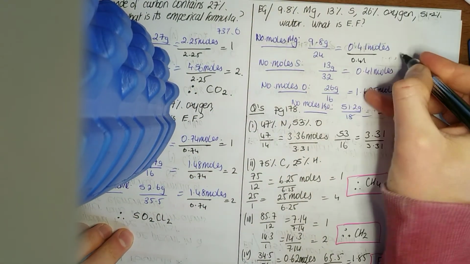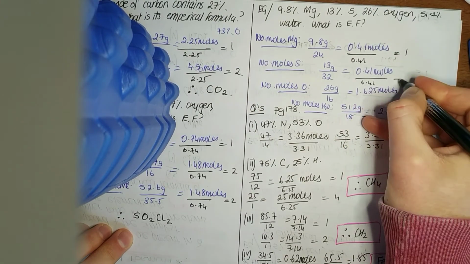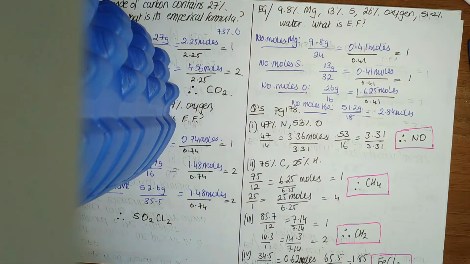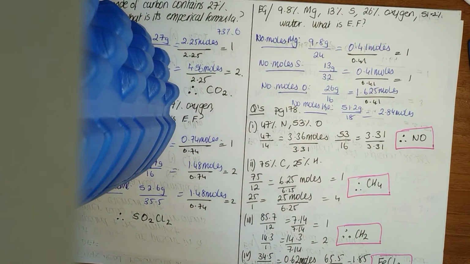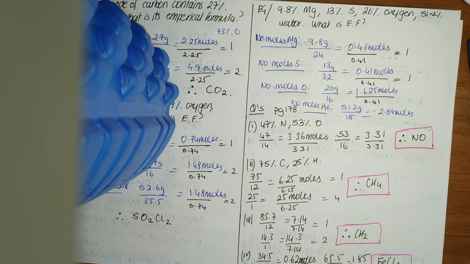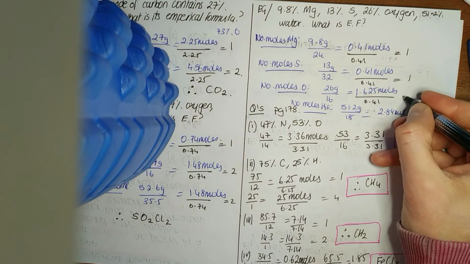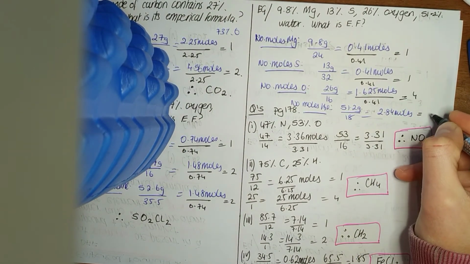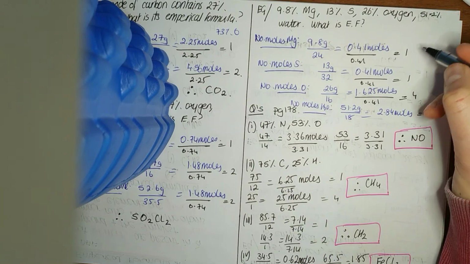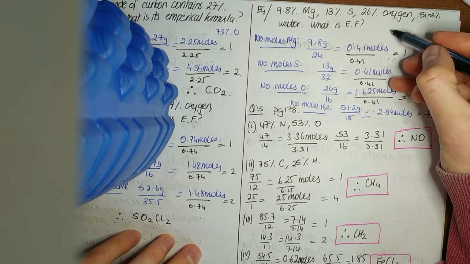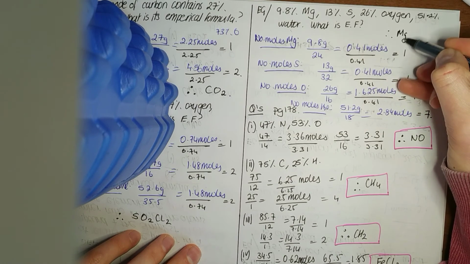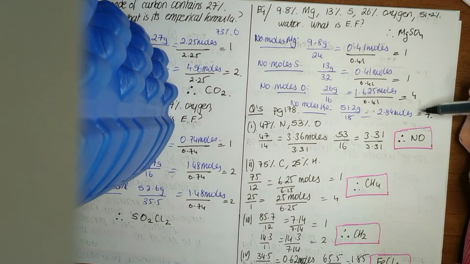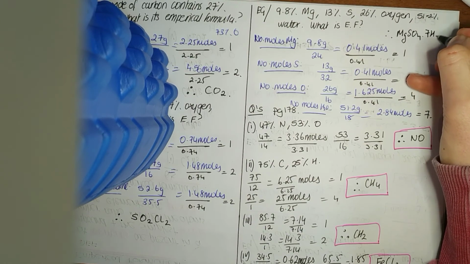So 0.41, 0.41, 0.41, that's probably 4. 1.625 divided by 0.41 gives 3.96, round that to 4. And I threw this one in just before and I got 7. So that means my empirical formula is MgSO4, which is like 6.93 or so, bring it up to 7 H2O.